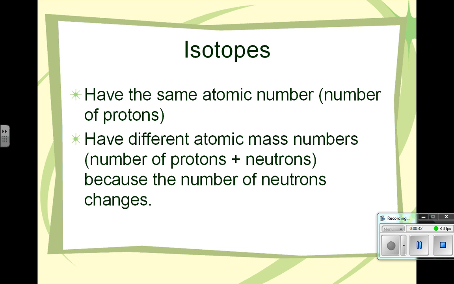Isotopes have the same atomic number. That does not change. The number of protons does not change. Isotopes have different atomic mass numbers. The number of protons doesn't change, but the number of neutrons will change. So that changes the mass.